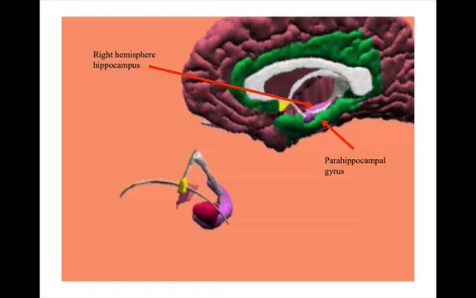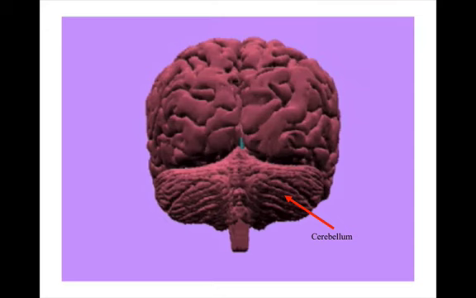In the background, you can see the right hemisphere hippocampus nestled laterally to the right hemisphere parahippocampal gyrus. And again, remember that the cortex sheet thins down along the edge of the parahippocampal gyrus, curls over into a spiral, and this thinned down spiral is the hippocampus.